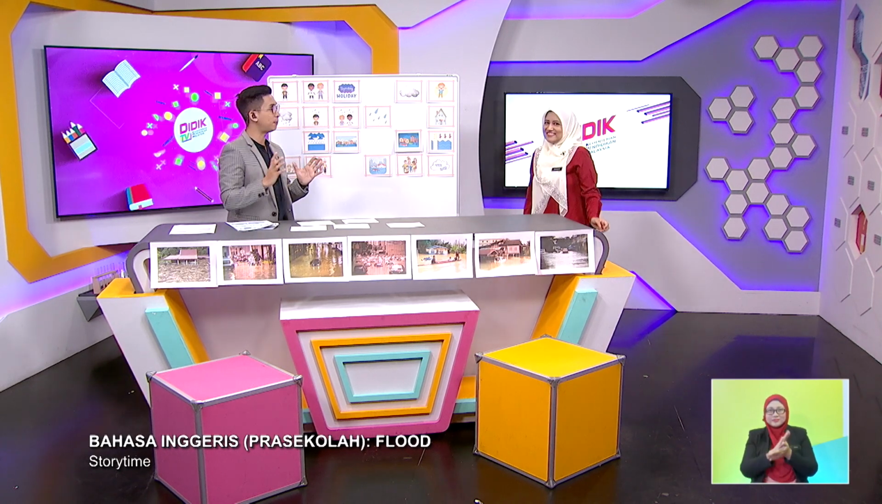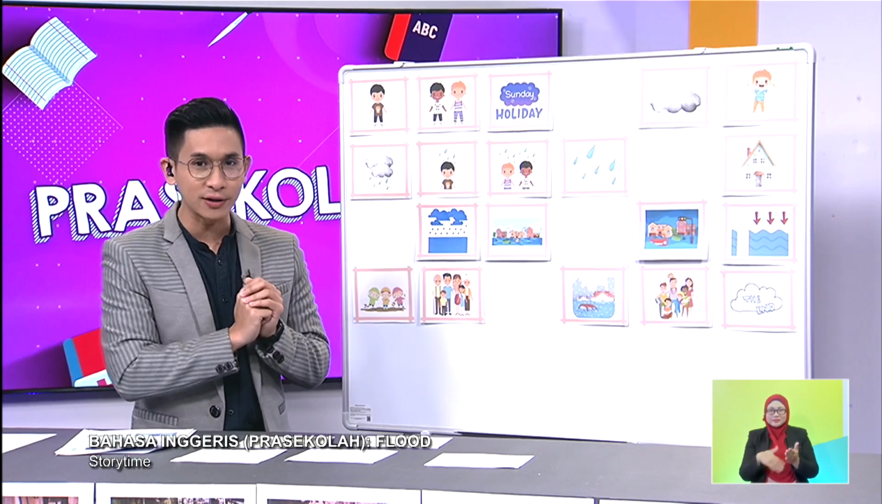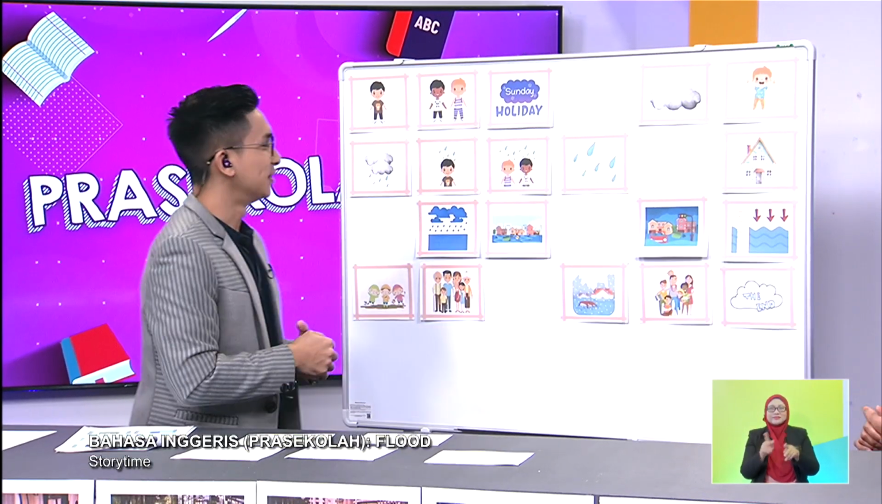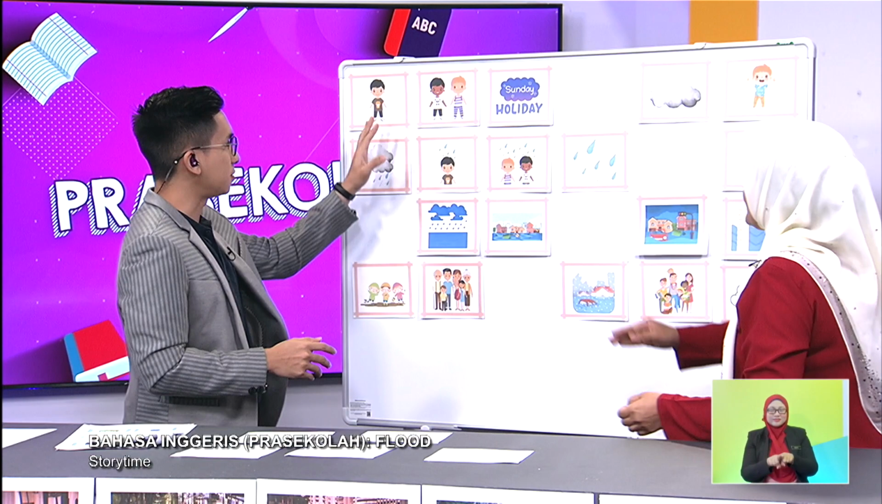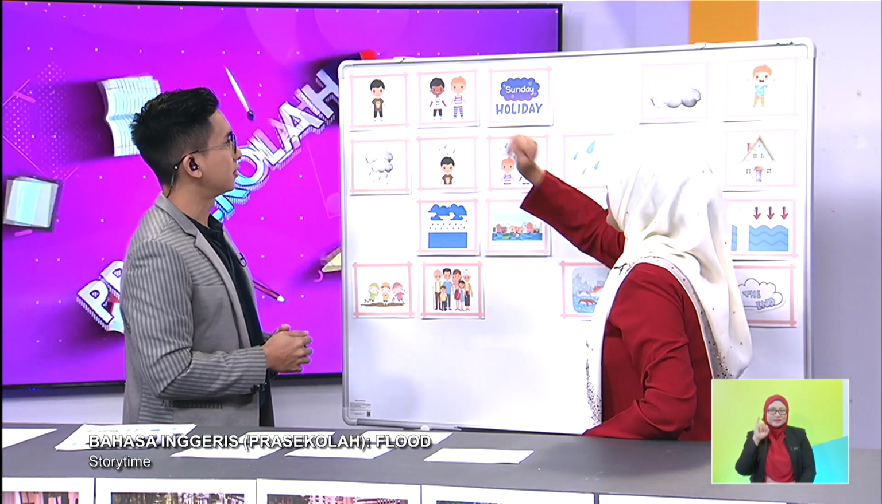Now, let's try and arrange the story. That means you must have been paying attention to Teacher Kenanga's story. If not, we can't do it together, right? Okay, let's see. So, this is Jimmy, and his friends, Johnny and Sammy.